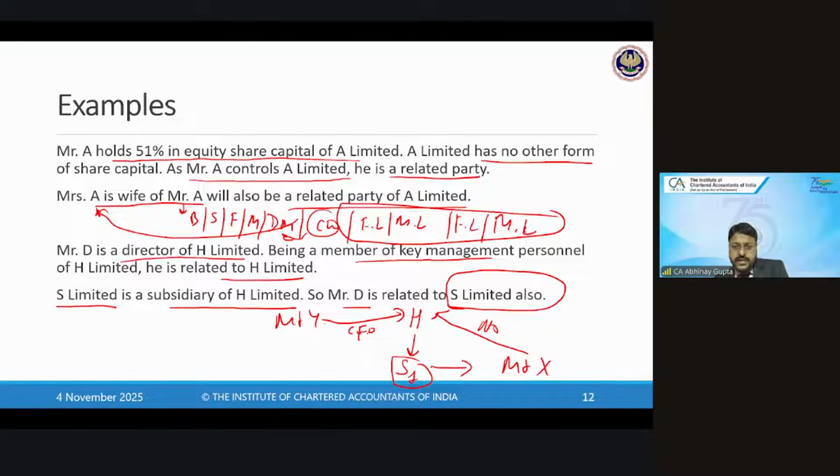Then Mr. Y is related to H, yes or no? Yes, sir. Then he is related to H and also to S and others. And here also Mr. Y is a related party. But the KMP of the subsidiary is not related to the parent. The KMP of the parent is related to the subsidiary. Please make a note of it. Yes, sir, that is the important aspect. So the standard is saying KMP of the parent.